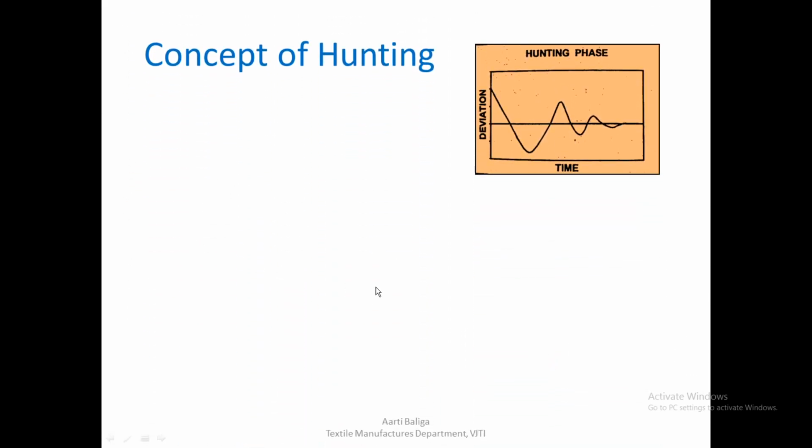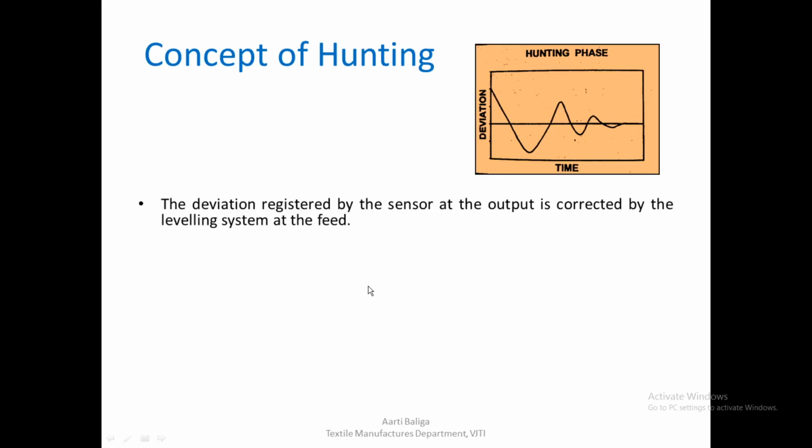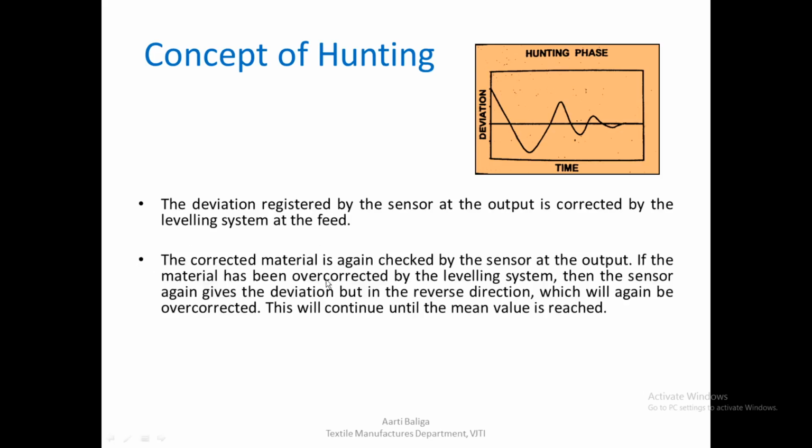So now we come to another concept which is called hunting, which we see normally in a closed loop system. The deviation is registered by the sensor at the output, and it is corrected by the leveling system at the feed. That means the front zone. Then the corrected material is again checked, as we said in the closed loop, it keeps on checking. So the sensor will check it again at the output. If the material has been overcorrected by the leveling system, which does happen many a time, for example, the deviation is on the thicker side.